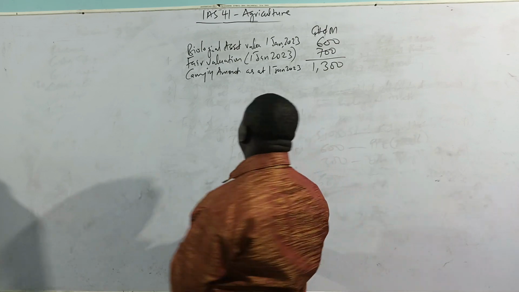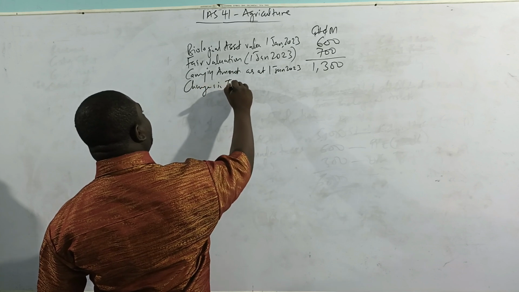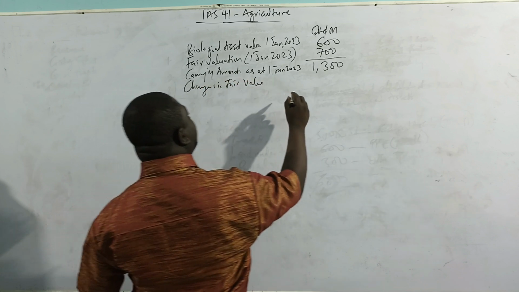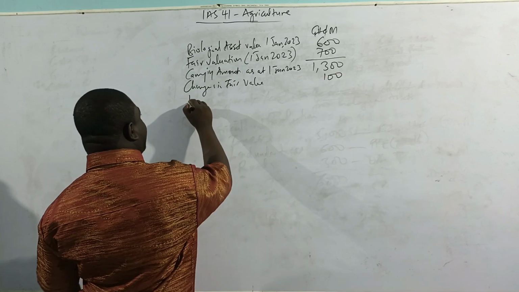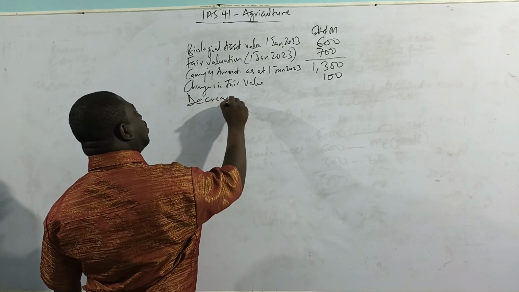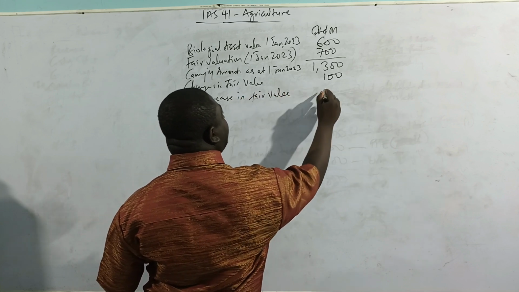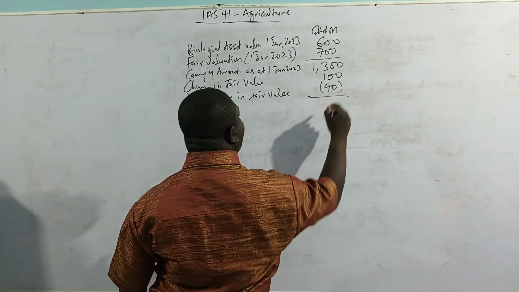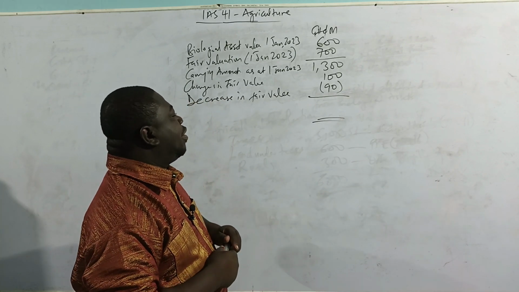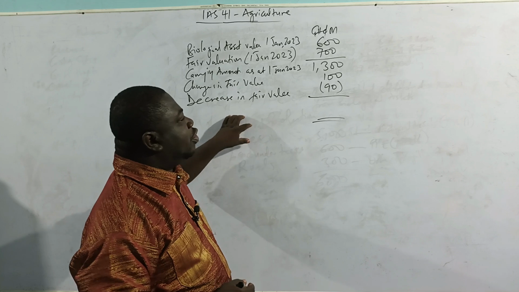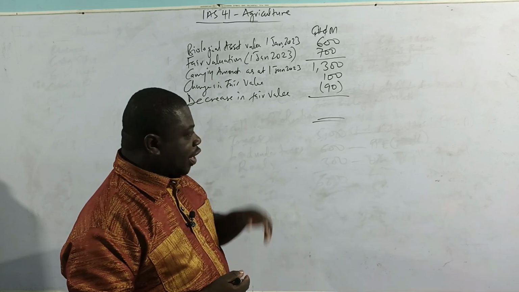Okay, so we can say that changes in the fair value within the year 2023 will be recognized as 100, and then the decrease in the fair value, which is 90, will be put in brackets because we are subtracting. All that we are doing, the purpose is to find the fair value or the carrying value of the assets at the end of the 2023 financial year to be included in the statement of financial position.